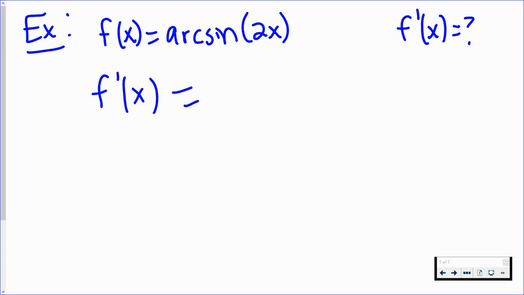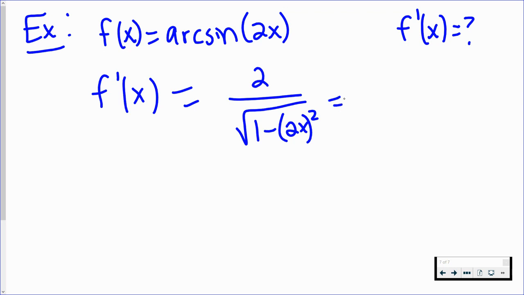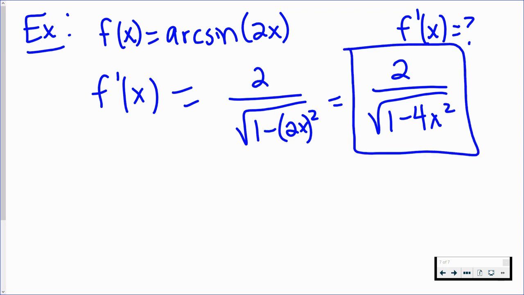Well, the u is 2x, so u prime would be 2, over square root of 1 minus u squared. So we need 2x all squared. So that's 2 over the square root of 1 minus 4x squared. We would leave our answer like this. No, you cannot take the square root of the bottom, so please don't try to do that. And our final expression would just be 2 over square root of 1 minus 4x squared. We could then use this in whatever way we needed to. We could use this to find where something's increasing or decreasing. We could use it to find the slope of a tangent line, just like we've used derivatives in the past.